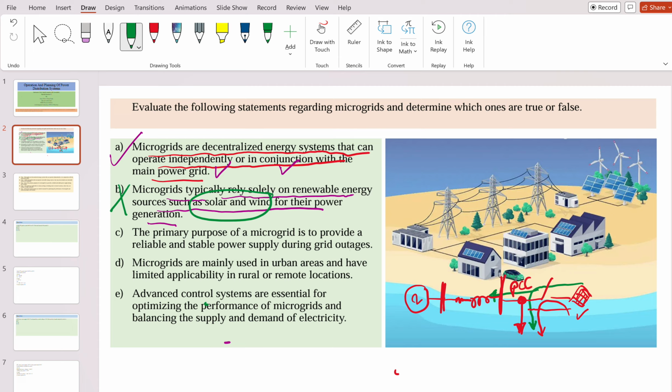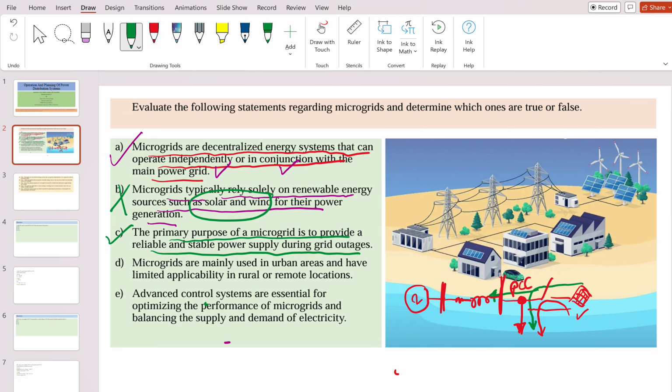Option C: the primary purpose of a microgrid is to provide a reliable and stable power supply during outages. That is also correct, because when you are connected to the grid and a grid outage happens, you are independent. Suppose we have a house with a solar installation, and it is independent, and you have battery storage also. The battery storage can supply during the non-solar hours, and when the solar hours are there, you can supply power to the house through that solar.